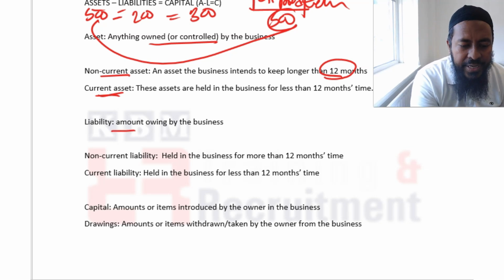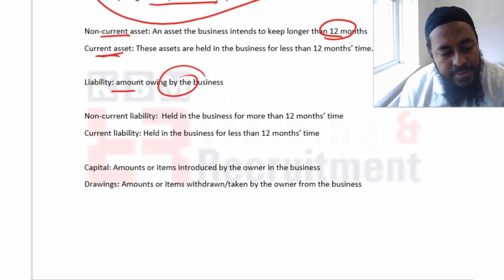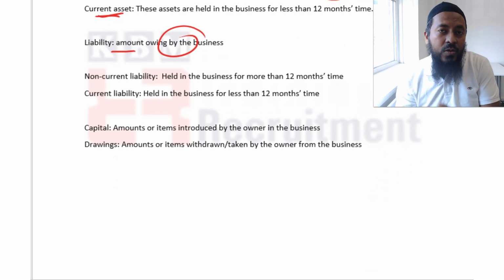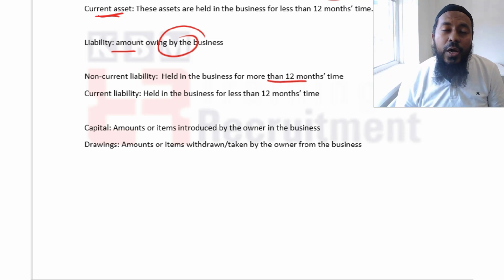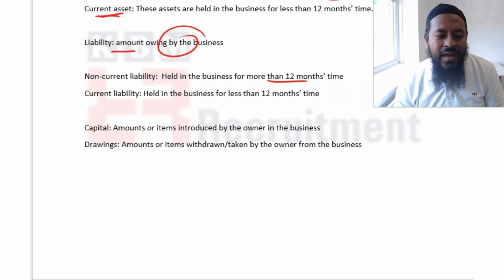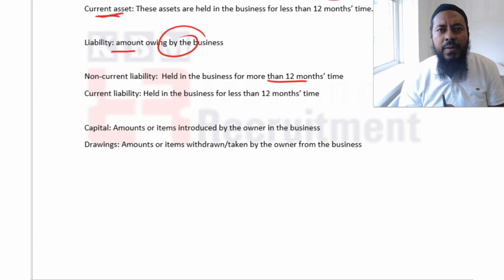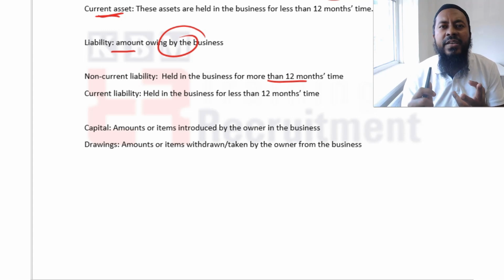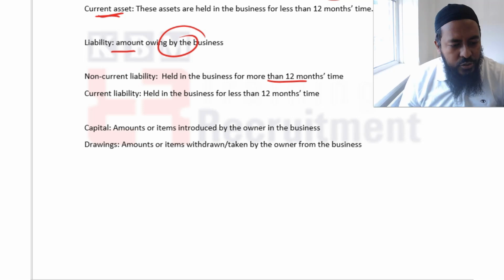Liability is what is owed by the business. It could again be current or non-current. Non-current is a long-term liability held in the business for more than 12 months, such as a bank loan or mortgage. A current liability should be settled within 12 months, mostly bank overdraft and trade payables, or any loan which should be settled within 12 months.